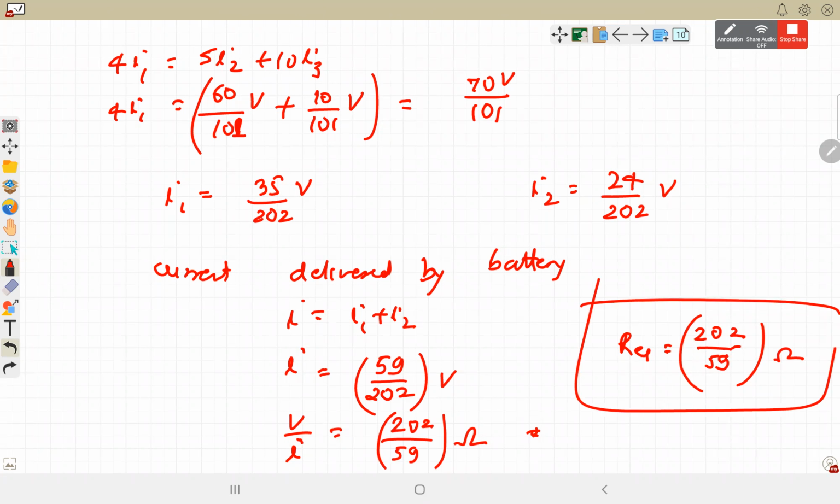So it was not a standard circuit. It looks like a standard Wheatstone bridge, but in the Wheatstone bridge the left side and right side ratio has to be equal. Here it is not equal.